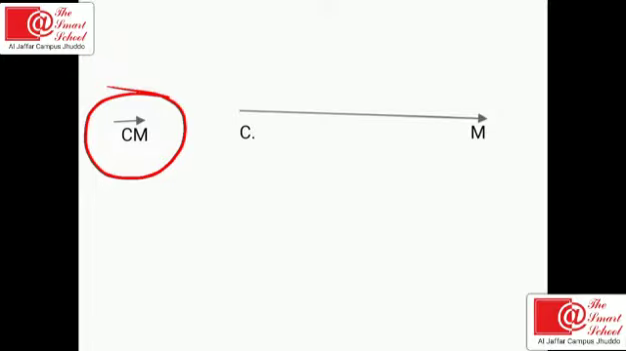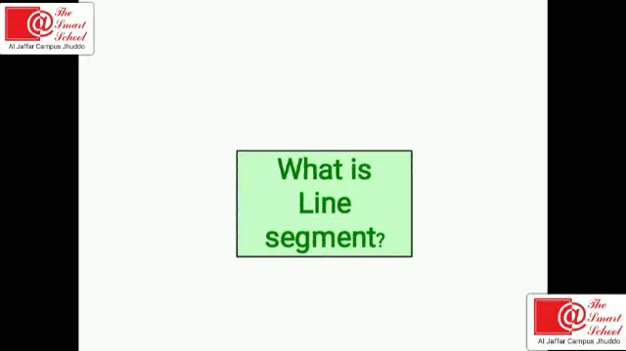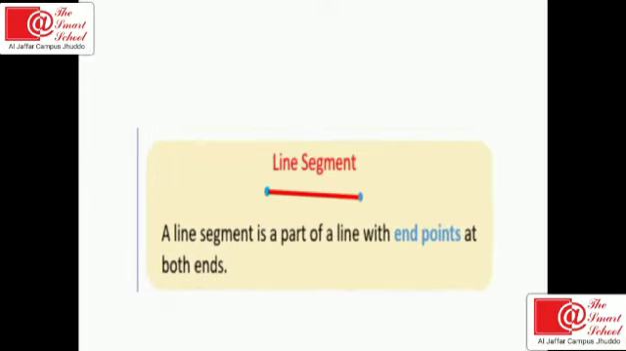Okay, next topic is line segment. What is a line segment? Here is the definition of a line segment. A line segment is a part of a line with endpoints at both ends. It means it is a straight path between two points. When point A and point B are joined together, that makes a line segment.